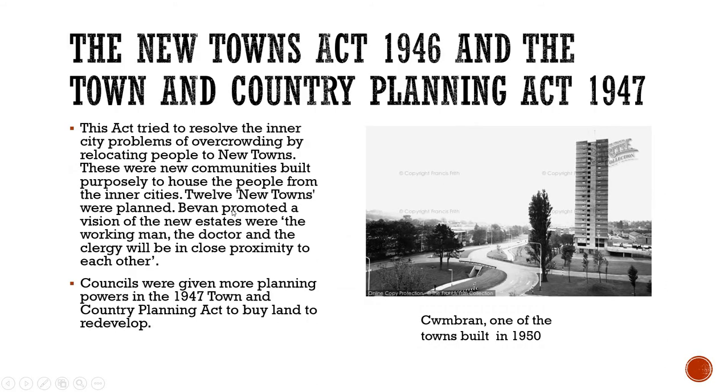So the New Towns Act 1946 and the Town and Country Planning Act 1947 tried to resolve the inner city problems of overcrowding by relocating people to new towns. These were communities built purposely to house the people from the inner cities. 12 new towns were planned. Bevan promoted a vision of new estates where the working man, the doctor and the clergy would be in close proximity to each other. Councils were given more planning powers in the 1947 Country Planning Act to buy land to redevelop.